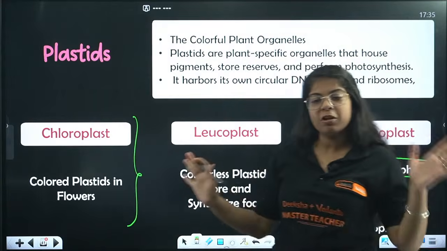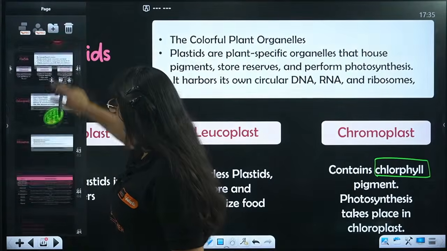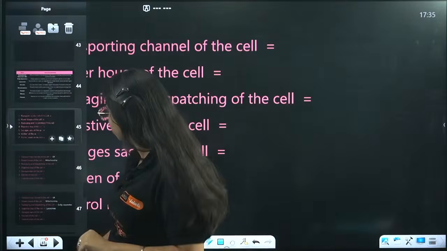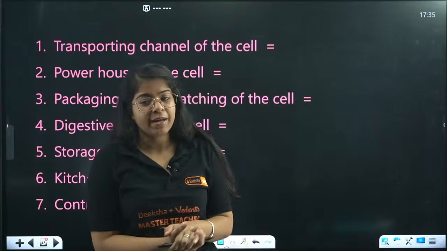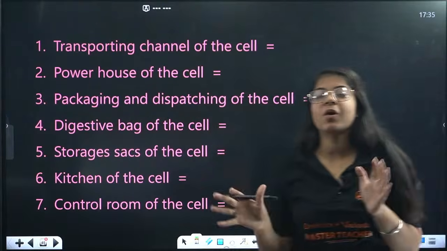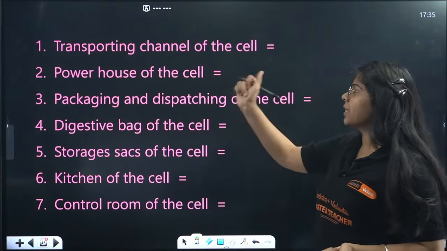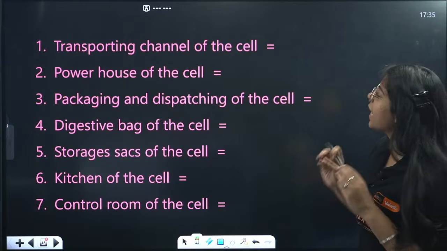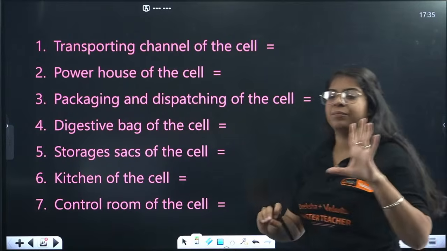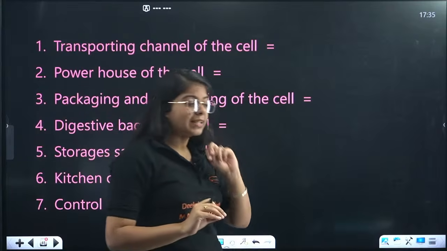Done with plastids. Okay, let's move on to a very important activity. Not an activity, just something that you need to answer. Okay, ready? Everyone ready? What are you answering to? B what? Ansh. Okay, now answer me this. First, what is the transporting channel of the cell? Which organelle? Now we have revised. Now we have MCQs, done the MCQs.